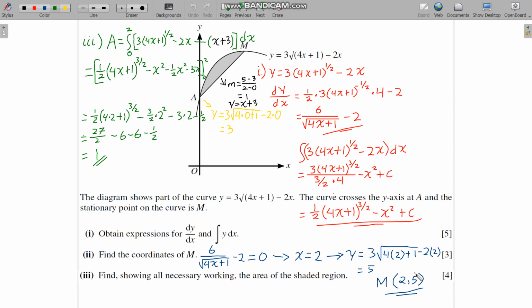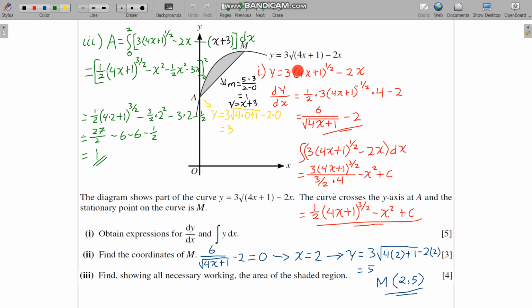And maybe one more, you can pause to read the question. Obtain expressions for dy dx and the integral of y dx. So for part i, we know that this is the y. So square root means to the power of 1/2, same thing.